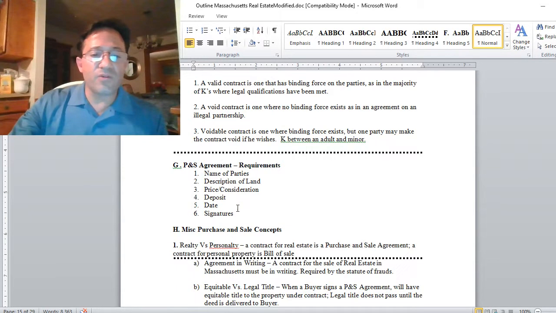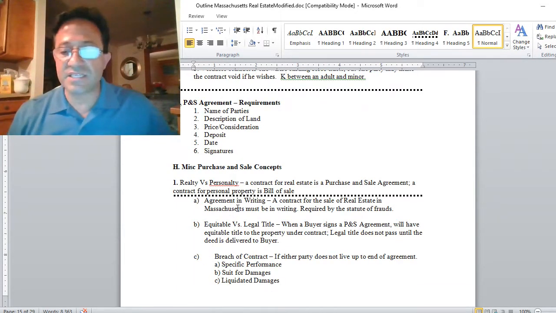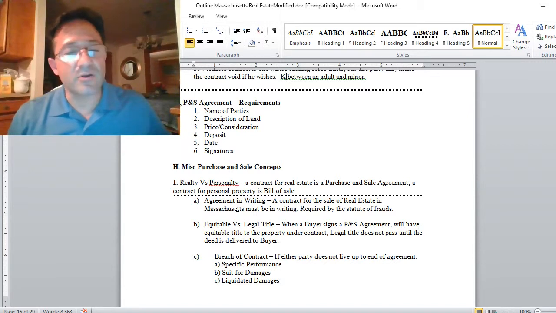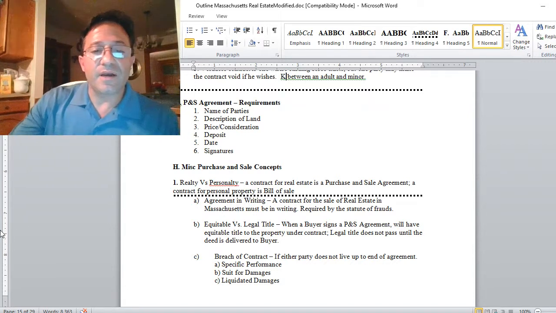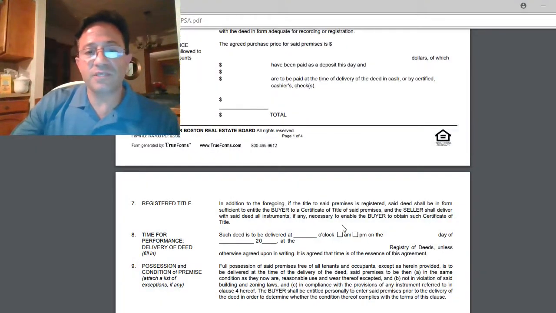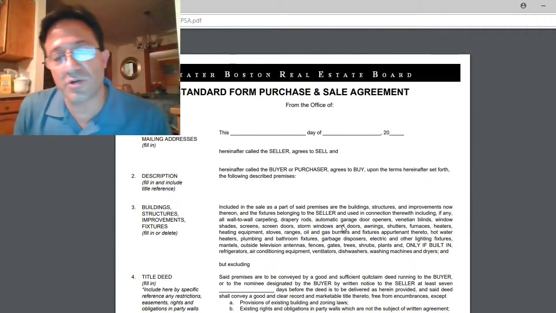Okay, so now we move along, and a purchase and sale agreement is where we're going to finalize this segment of our contract speech, or my contract speech. Purchase and sale agreement, and for this, there's going to be some basic components that we need inside the purchase and sale agreement to make it valid. And I will pull up an actual purchase and sale agreement here under the Greater Boston Real Estate Board. This is what your purchase and sale agreement is going to look like.